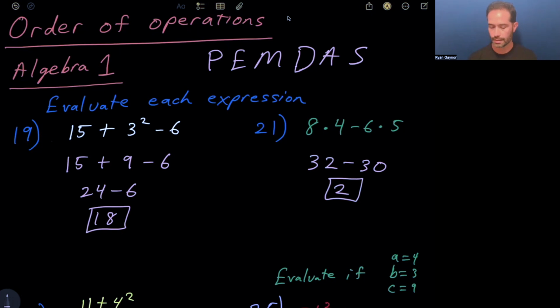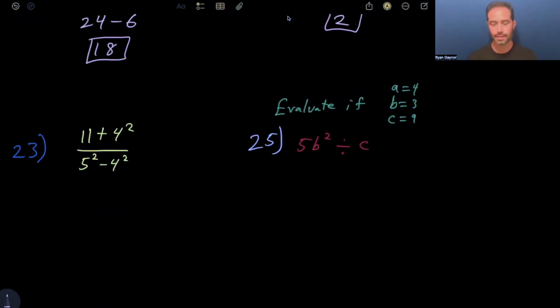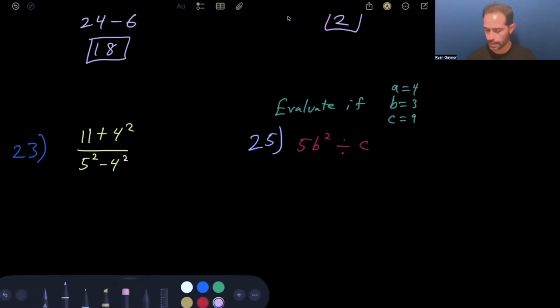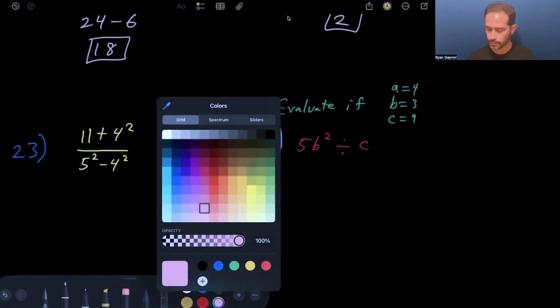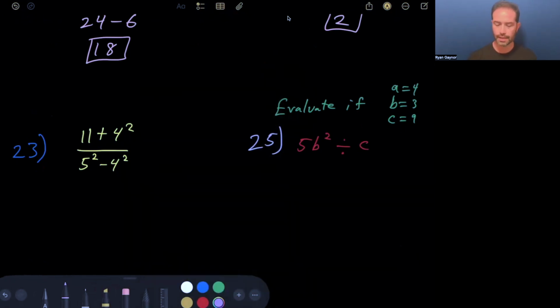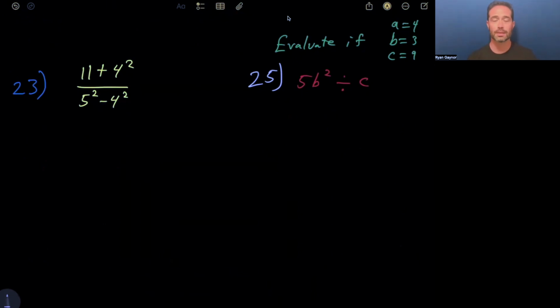All right, let's go to the next example, number 23. Here we go. We have a plus on the top, we have an exponent on the top, we have an exponent on the bottom, we have a subtraction on the bottom, and then we have another exponent.